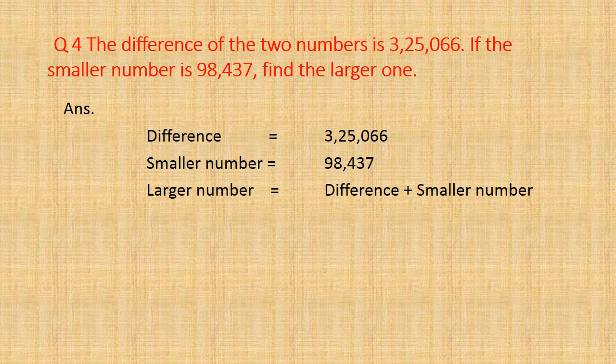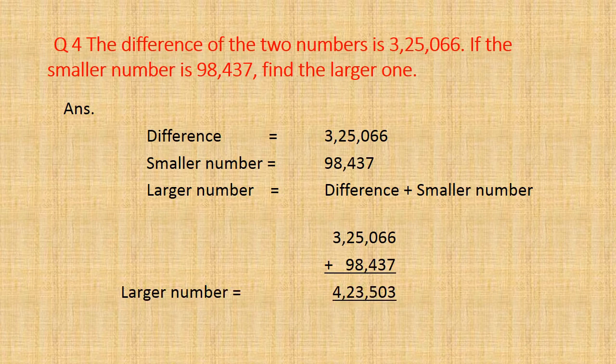So to find out minuend means a larger number, what we will do? We will add difference plus smaller number, means subtrahend. Now 3,25,066 plus 98,437. So our larger number means minuend will be 4,23,503.